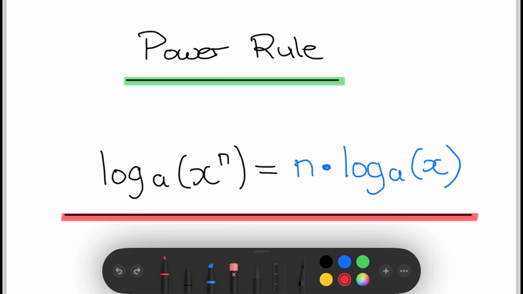The power rule tells us that if you have a log with an exponent on the inside, you can simply bring the exponent in front on the outside to act as a multiplier, as you can see over here. It's super useful when simplifying complex log expressions or solving equations involving logarithms. Now let's see this rule in action.